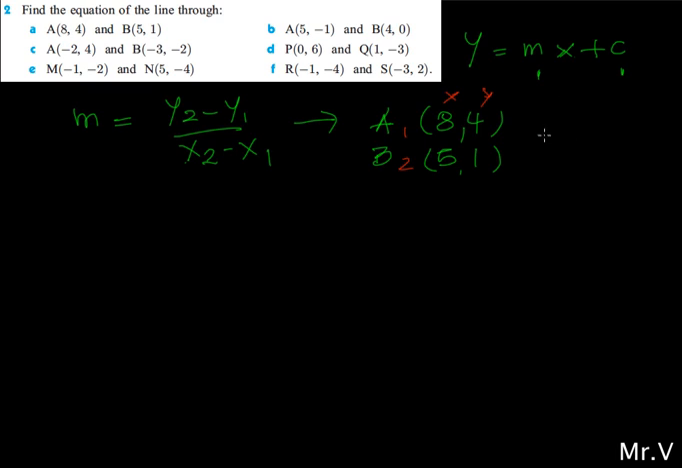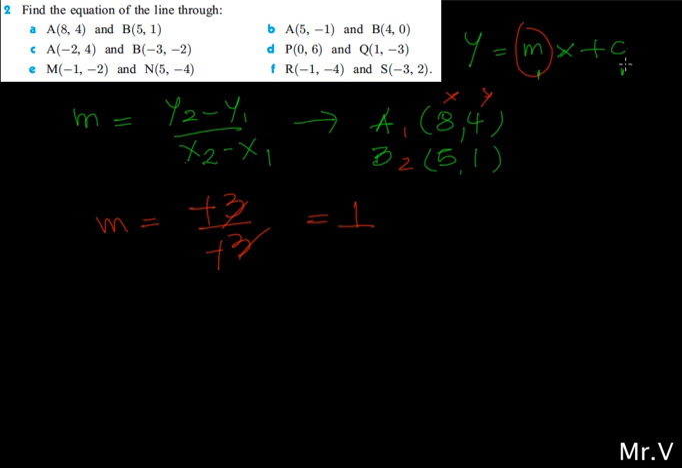That's the first step. So my y2 is 1 minus 4. 1 minus 4, negative 3. Okay. Then 5 minus 8, negative 3. Negative over negative, positive, I can simplify, and it is equal to 1. So here I just found my slope and it's equal to 1.